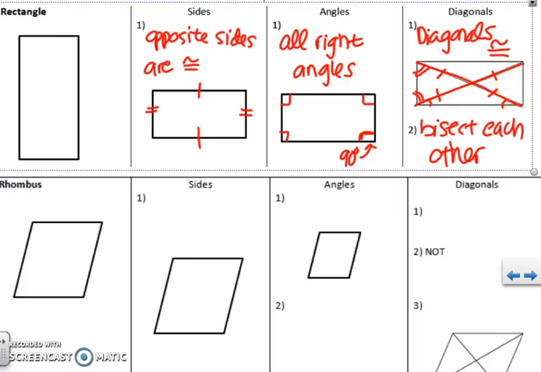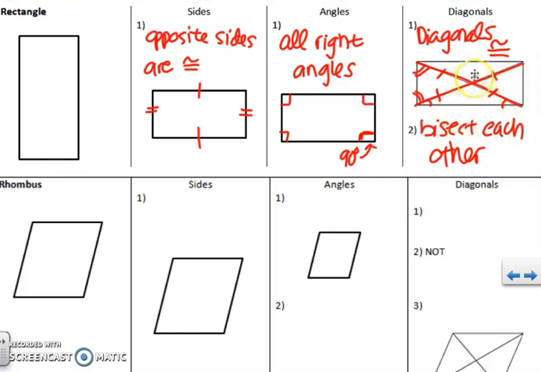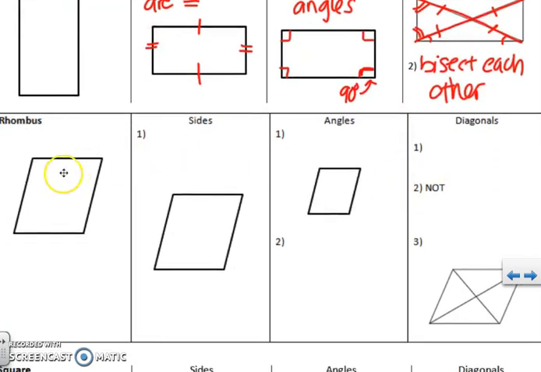You also have vertical angles. So vertical angles here and here. Okay, so lots of cool things happen with rectangles. But let's move on to a rhombus.